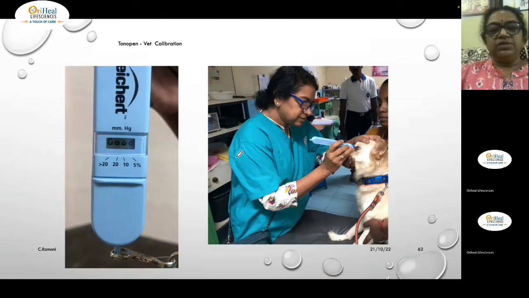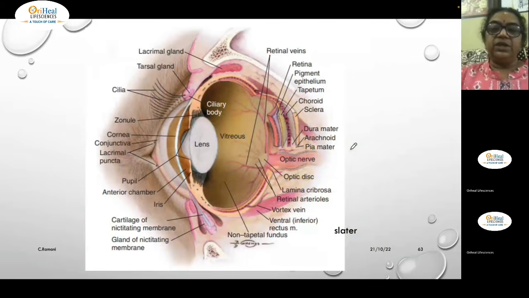This tonopen vet is very useful in animals to measure the intraocular pressure. One advantage is you don't have to raise the head of the animal towards the roof. And another advantage is even if there is some corneal pathology in one area, you will be able to measure the intraocular pressure in the eye. So these equipments are very important initially, and you have additional equipments which we will see in the diagnostics, but these things are very important.